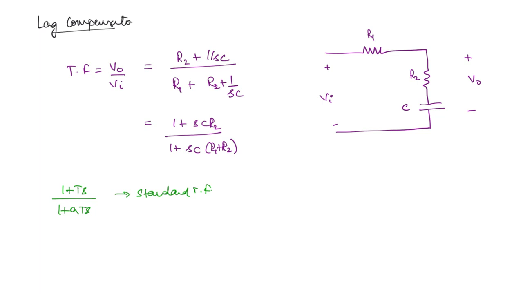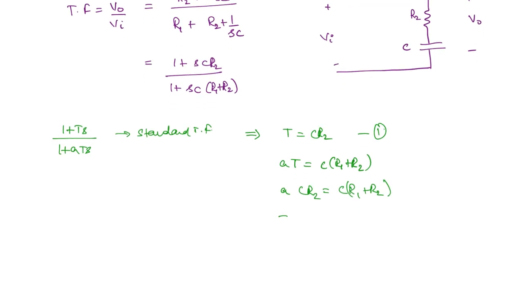So from here you are going to get T is equal to CR2. This is the one expression, and AT is equal to C into R1 plus R2. If we substitute the value of T as CR2, this is equal to C into R1 plus R2. So what are you going to get here? A is equal to R1 plus R2 by R2. This is the second expression.